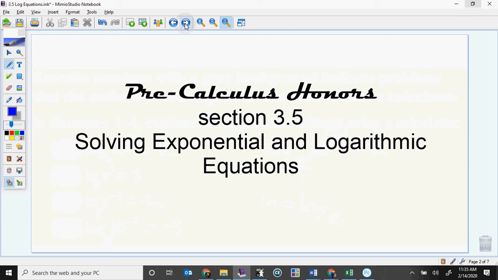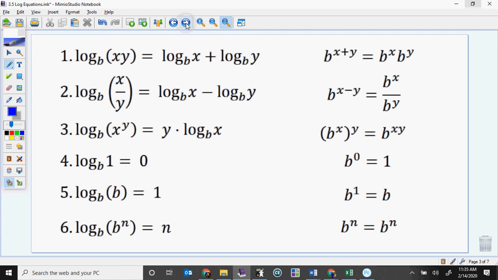Alright, so moving on to our heading for today. This is 3.5, solving exponential and logarithmic equations. Alright, so these are a list of properties you need to know. So I would suggest pausing the video and writing these down in your notes. You need these. And then I'm going to talk about what they are.